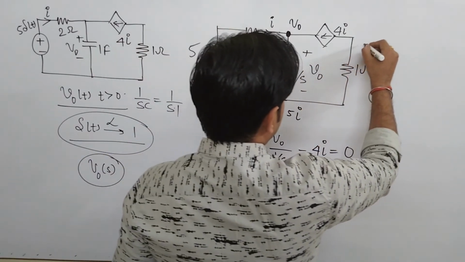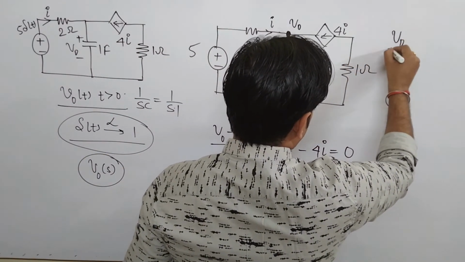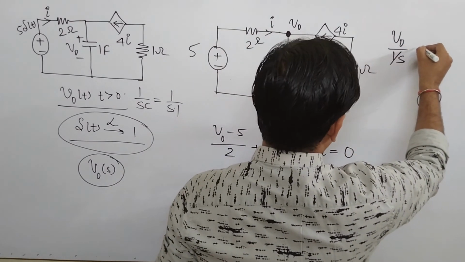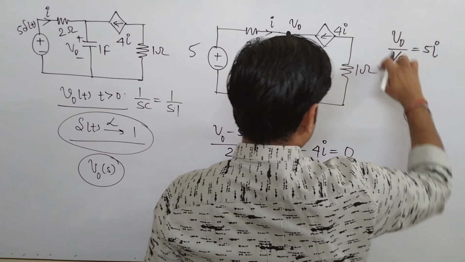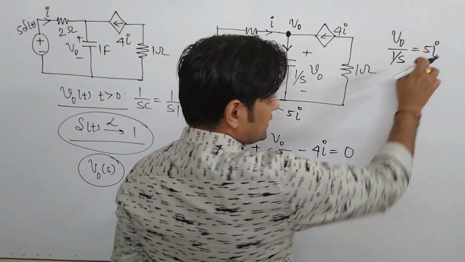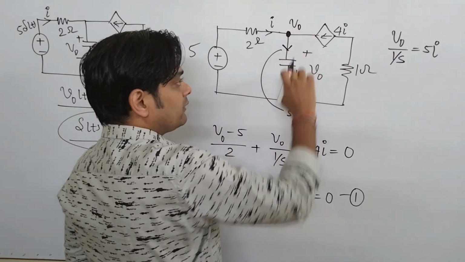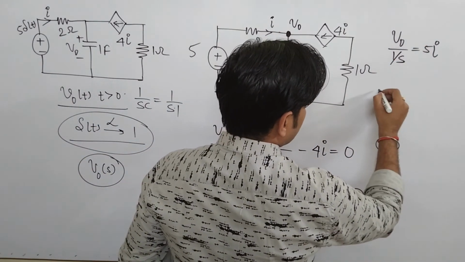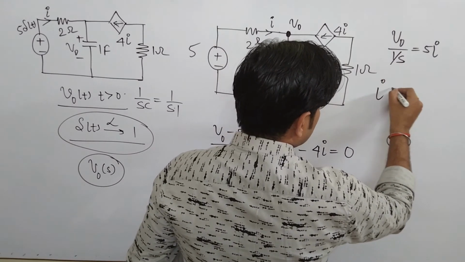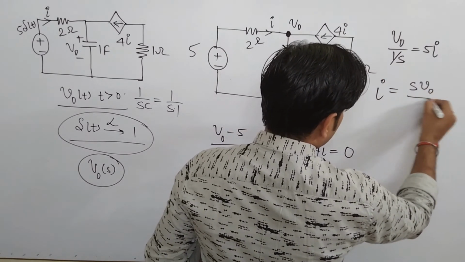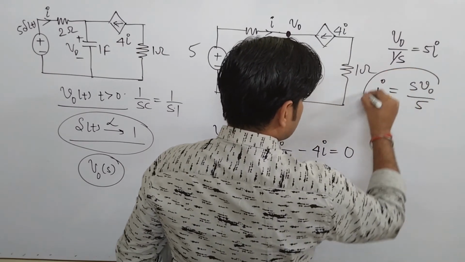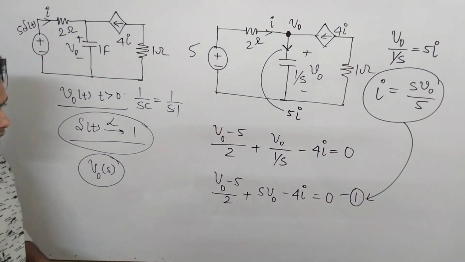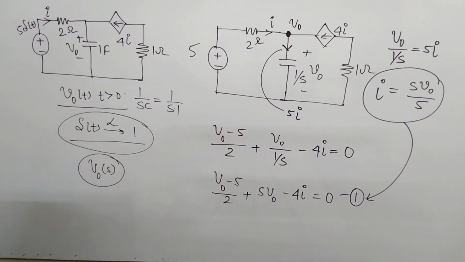Now we have to find the value of I to get the value of V0. From here you can say that V0 upon (1 by s), now it is an impedance here, is basically the current which is flowing here. And what is the current here? It is 5I. So V0 upon (1 by s) is equal to 5I, the current flowing here. So from here the value of I comes to be sV0 upon 5. This is the value of I that you will put here and get the answer. So now we'll solve it.